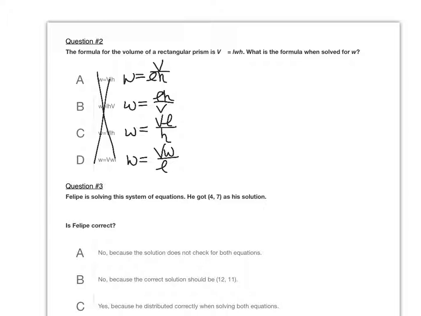So the question is asking us, well, it basically says the formula for the volume of a rectangular prism is this. What is the formula when solved for W? So keyword solve for W. Notice all of these are solved for W. The only one that stands out as odd is D, because if you solve for W, there shouldn't be any W's on the other side of the equation. So I know just starting off that D cannot possibly be the answer. So I'm now down to a 1 in 3 chance.